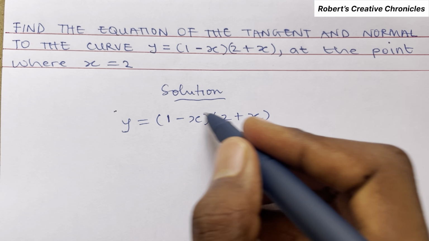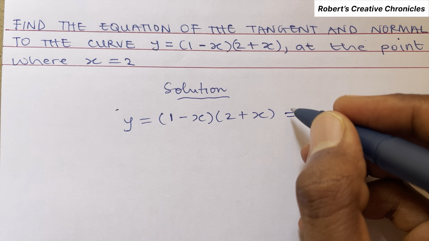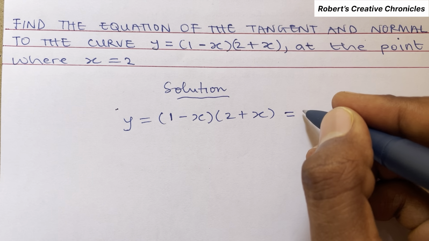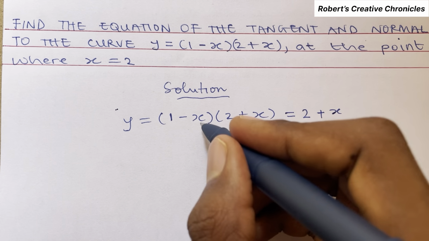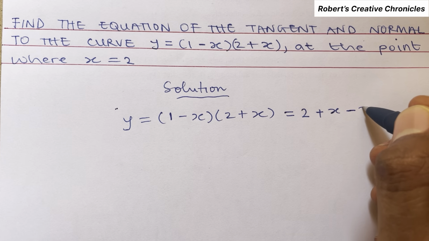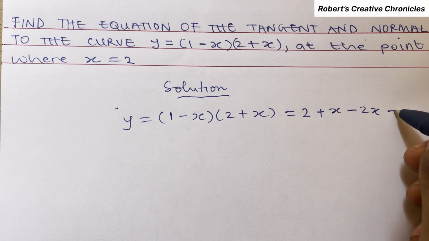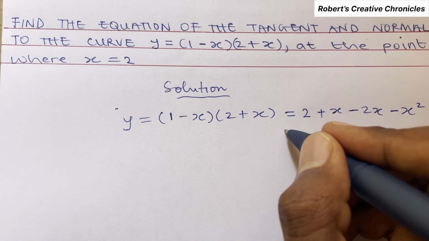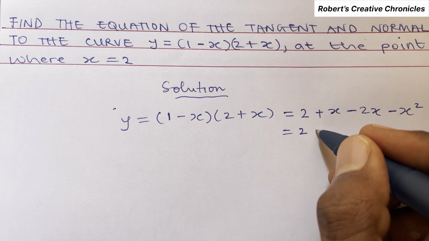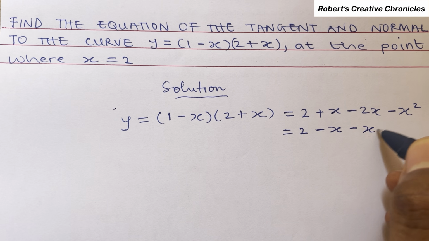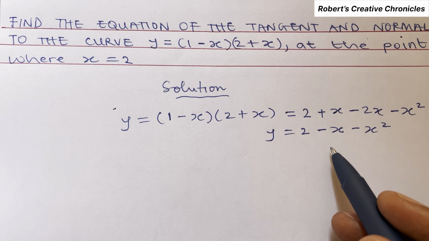But first let's open this equation. So this becomes 1 times 2 is what? 2. 1 times x is plus x. Negative x times 2 is negative 2x. Then negative x times x is what? Negative x squared. So this becomes 2x minus 2x is what? It's minus x squared. So y is equals to 2 minus x squared.